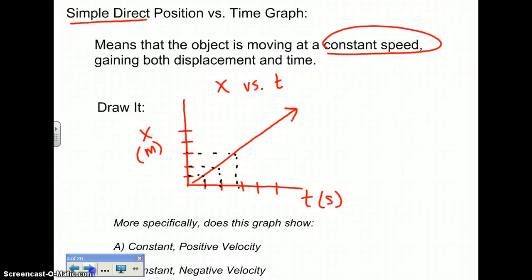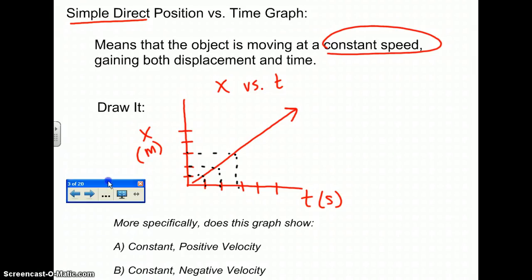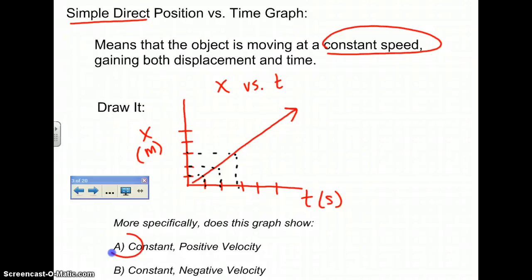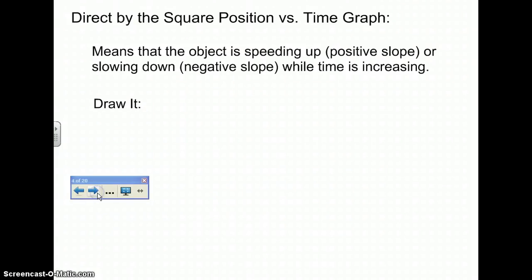More specifically, does this graph show a constant positive velocity or a constant negative velocity? Well, how would you assess that? Once again, in physics, we don't look at positive and negative numbers, we look at direction. So which way were you headed? Are you increasing in this direction or decreasing it? So your correct answer here should be A, that this is a constant positive velocity that you would see.